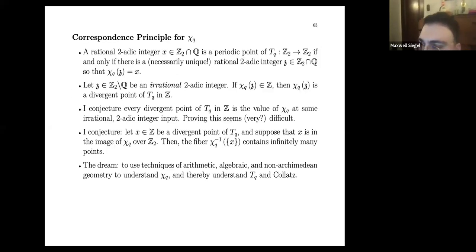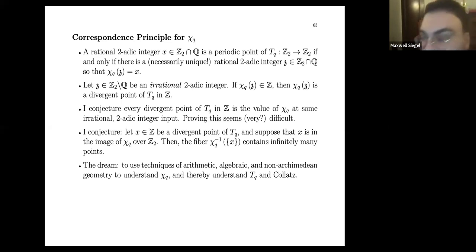Another way of formulating the fiber conjecture is that the divergent points of Tq, if they exist, are necessarily points at which the graph of chi-q has a self-intersection. To that end, one of my long-term goals is to try and find a way of making sense of chi-q as a curve, in the hopes that techniques of arithmetic and algebraic geometry can be brought to bear on studying it, and by extension, the dynamics of Tq.